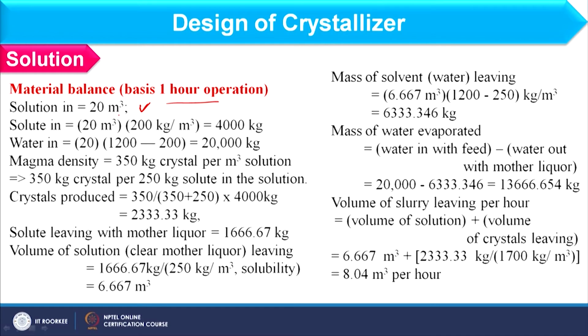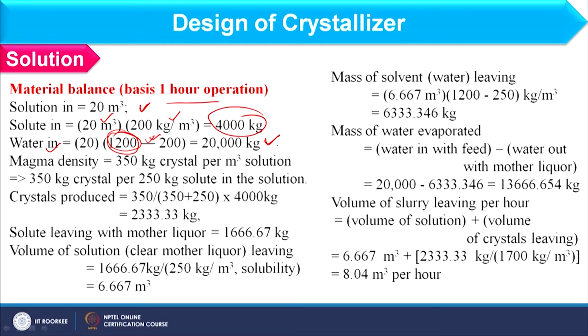Solute in, how much solute should be entered, because feed concentration is given as 200 kg per meter cube. So, in 20 meter cube total this much solute will be entered, and that should be 4000 kg. Okay. How much water should enter? That is basically 20 meter cube times 1200, the density of the solution, minus 200, that is the solute concentration at the inlet condition. So, when we deduct this we can find how much water is entering, and that comes out as 20,000 kg.